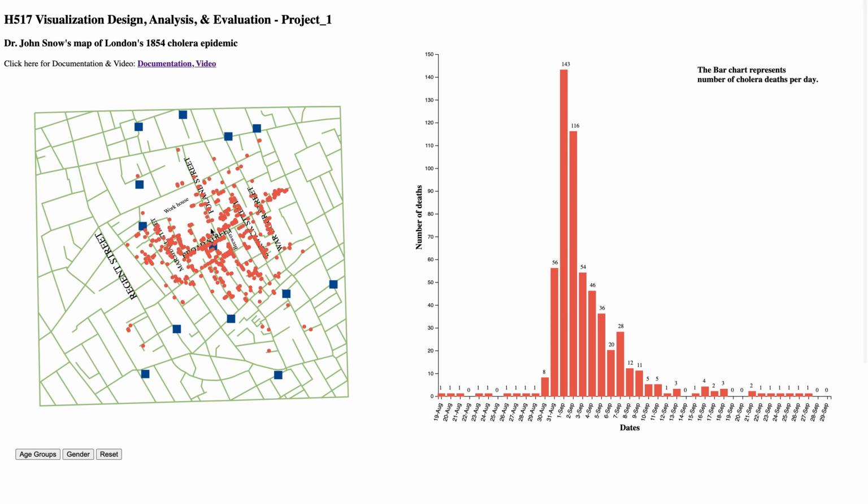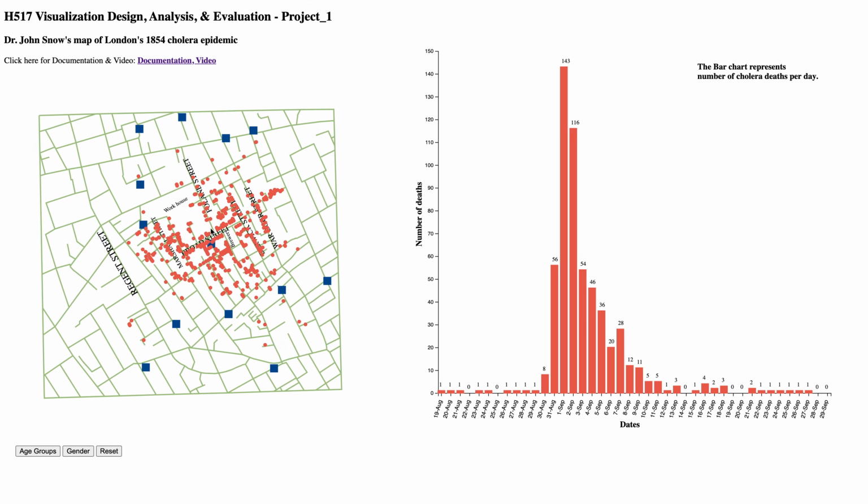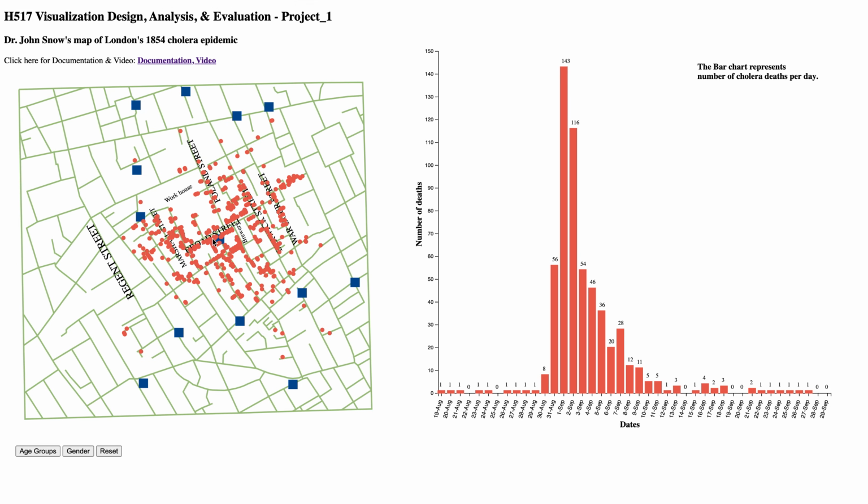Upon scrolling, we can zoom in and zoom out of the map, where we can see the details of each death.